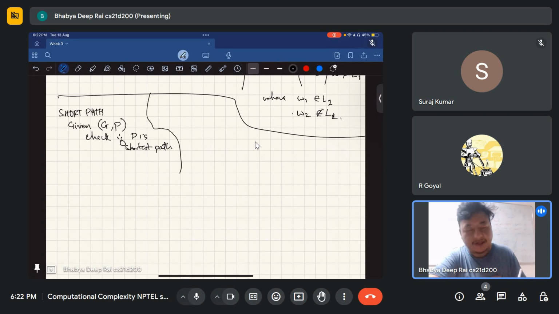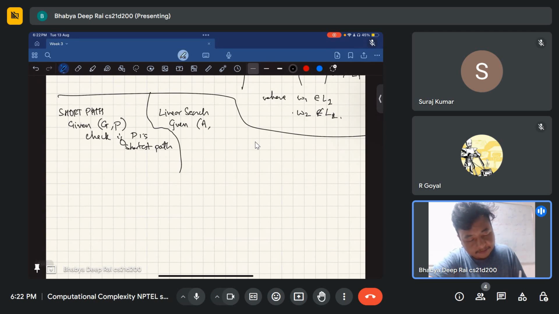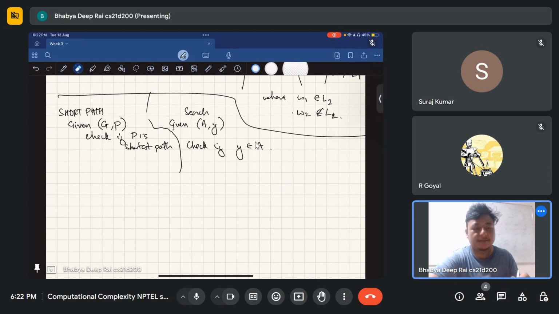Let's look at another simple problem: linear search. Given an array A and another element Y, check if Y belongs to A. This is a linear search problem, or search problem. You can use either linear search or binary search to solve both of these, right?